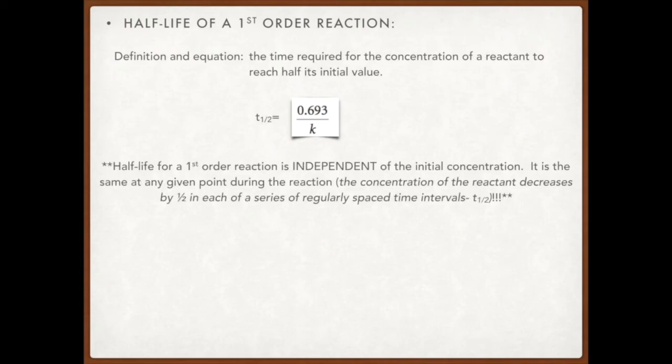So a couple of quick pieces of information. The half-life of a first-order reaction is independent of the initial concentration. I already said that. It is the same at any given point during the reaction. So it's going to decrease by half in each of a series of regularly spaced intervals. So if it halves in 5 minutes, it's going to halve again in 5 minutes and again in 5 minutes. That will not alter. And so if you have a first order reaction, it's very easy to determine half-life. And in fact, on the AP, the only time you determine half-life is with first order reactions.